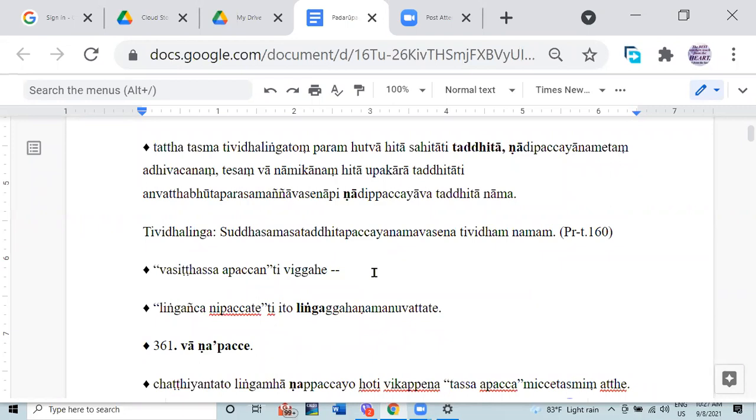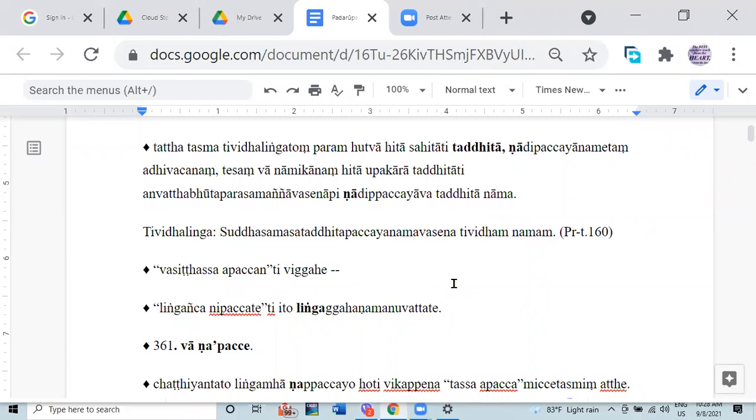Sorry, Sana. Yes, about the Taddhita paccaya nama vasena, the Sutta Samasa here, does it refer to the Tatiyatapurisa or Danda Samasa, Bante?